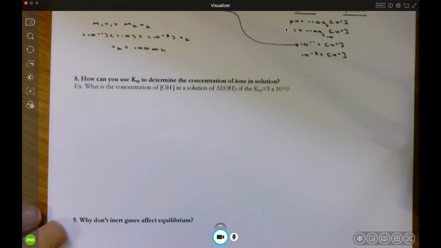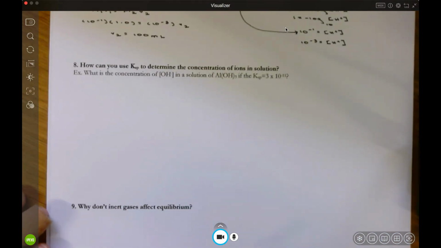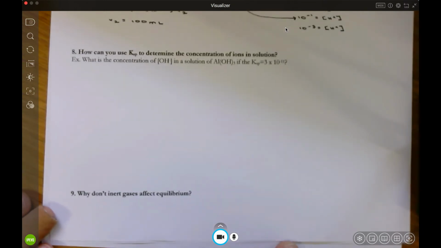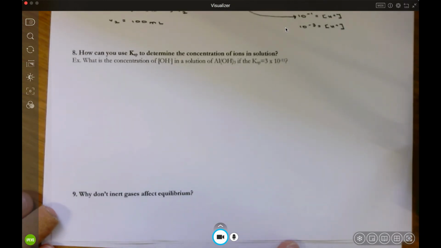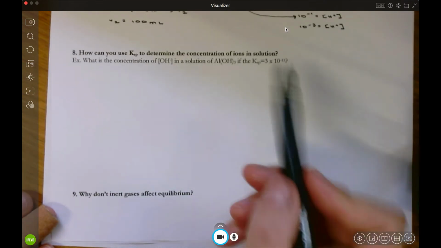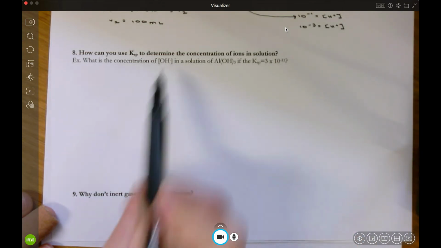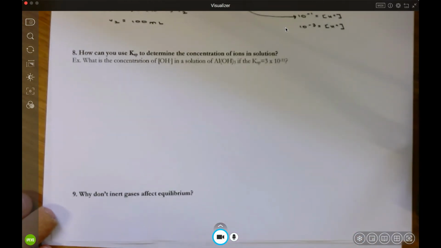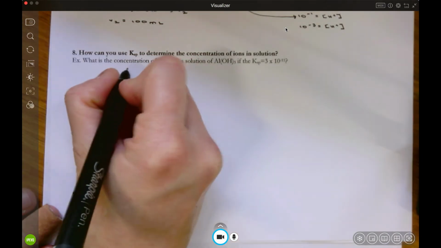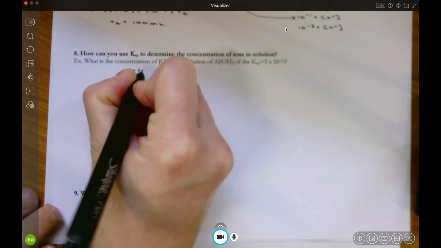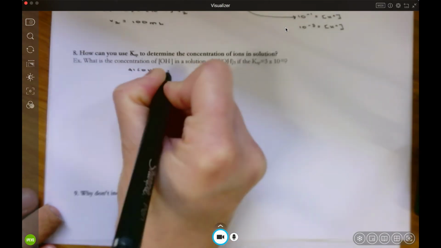For number 8, how can you use KSP to determine the concentration of ions in solution? So we've already kind of looked at this, right? We're assuming, if I'm dealing with KSP and asking for the concentration, we're assuming that I'm in equilibrium. And so what I can do, I'm going to write out my dissociation reaction.